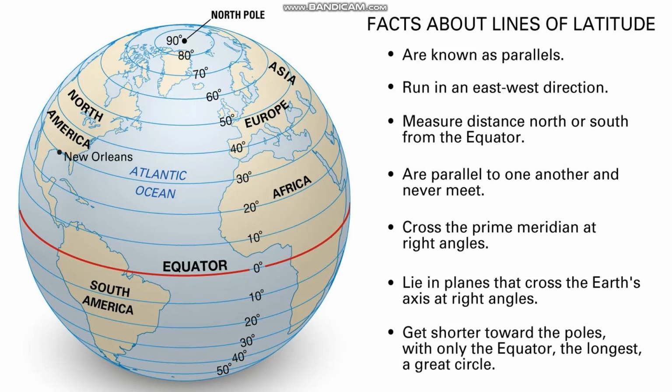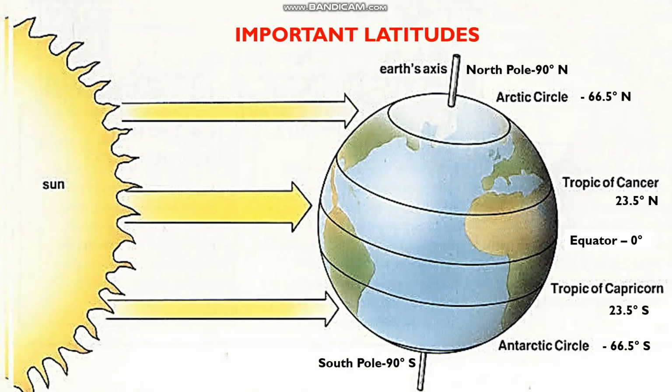And it crosses the prime meridian at right angles. These lines of latitude lie in planes that cross the earth's axis at right angles. And these lines of latitude get shorter towards the poles, and the longest latitude is the equator, which is a great circle. Now let's move on to the important latitudes.